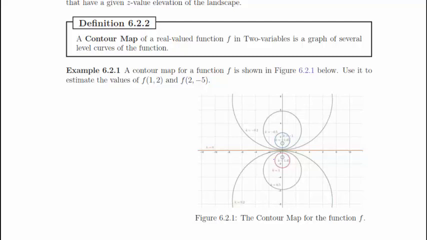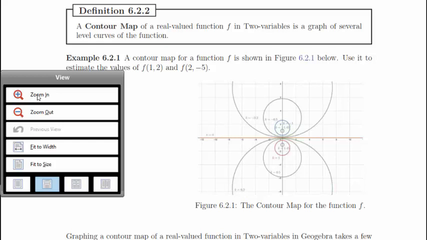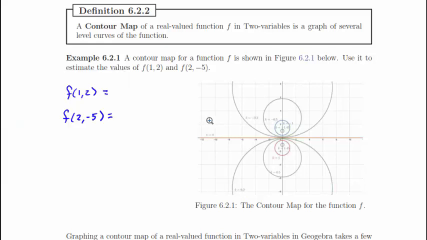So let's look at example 6.2.1. A contour map for a function f is shown in figure 6.2.1 below. Use it to estimate the values of f of 1, 2 and f of 2, -5. We just want to say what are the z-values here. This is just a quick practice at reading these contour maps. So the contour map is already given here. I'm going to zoom in.